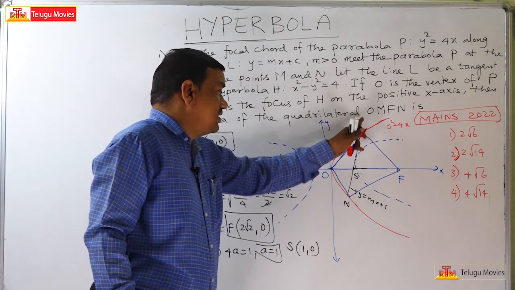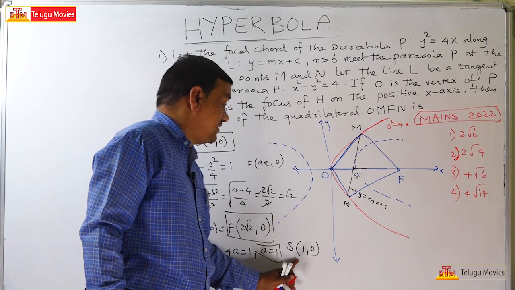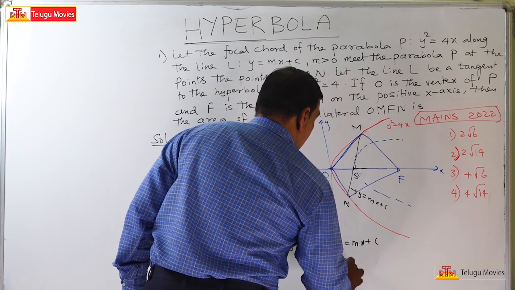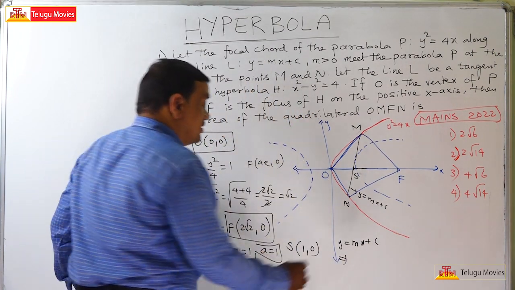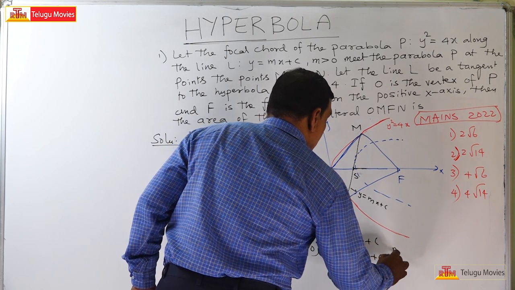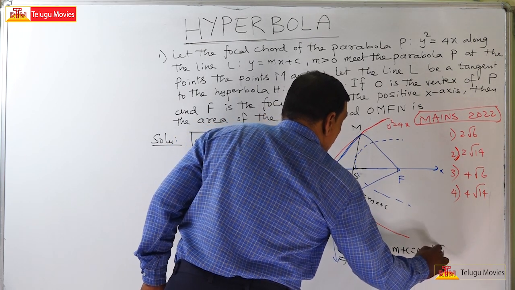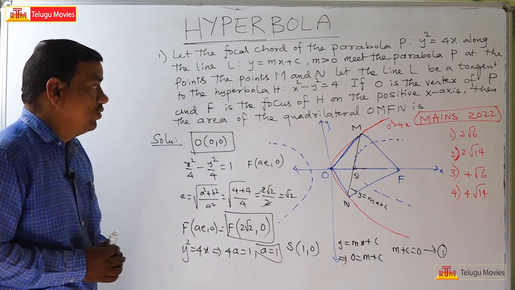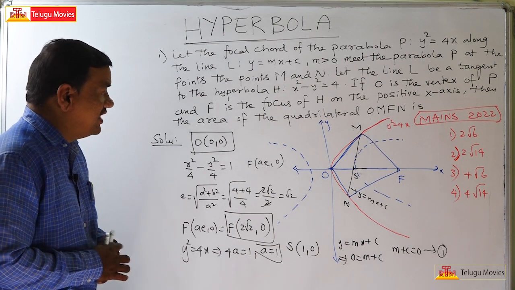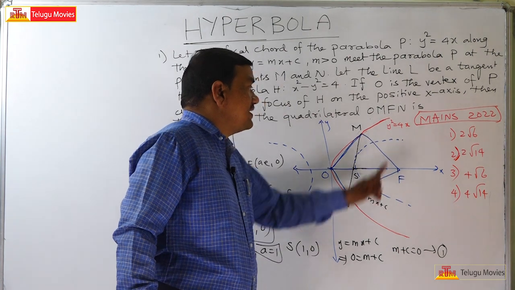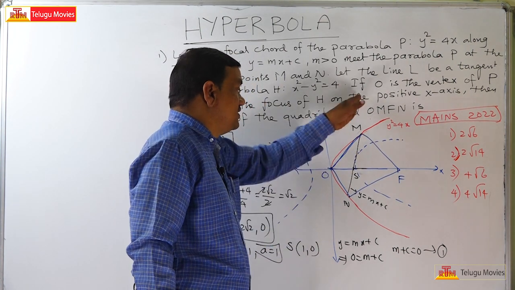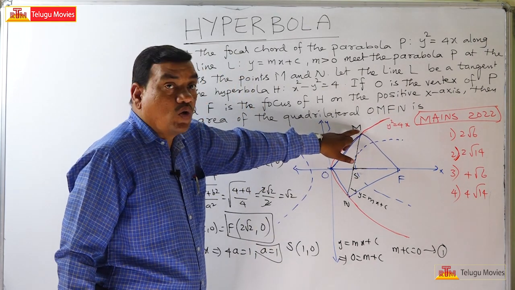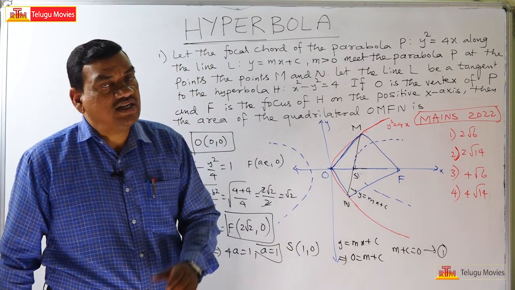Now, this y is equal to mx plus c passes through (1, 0). Substitute here: 0 is equal to m plus c. Therefore, m plus c is equal to 0. We got a relation, m plus c is equal to 0. Next, y is equal to mx plus c and y square is equal to 4x. If you solve these equations, there is a chance of getting the coordinates of M and N. Let us proceed like that.